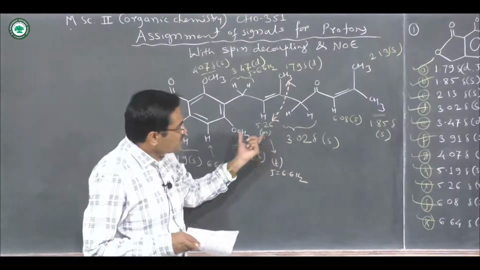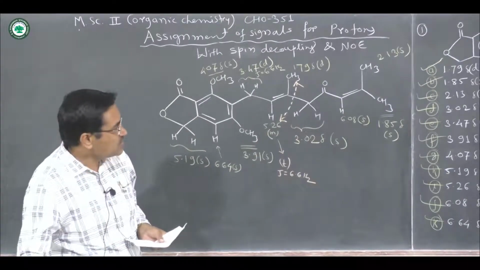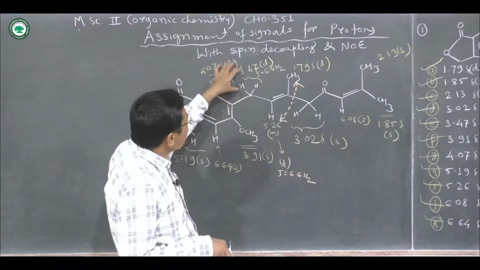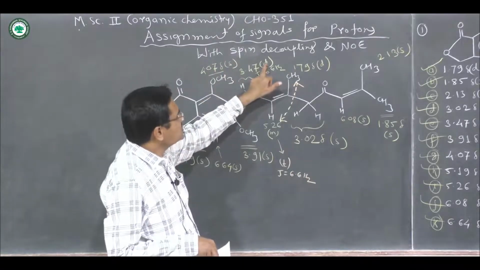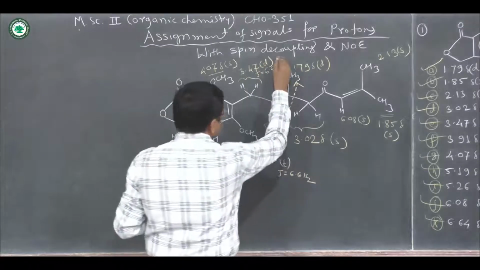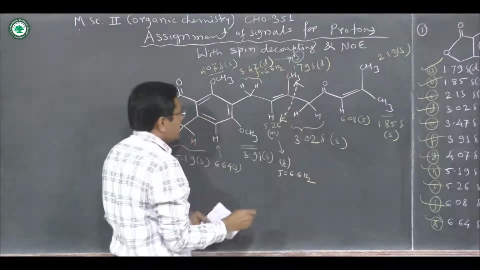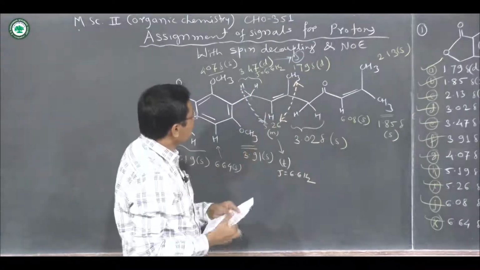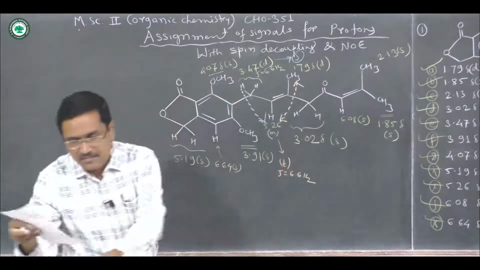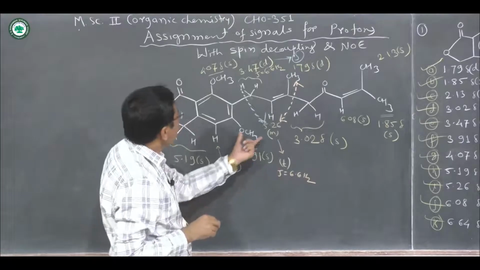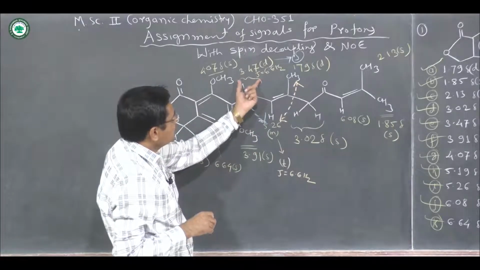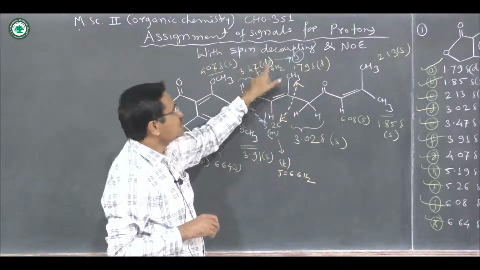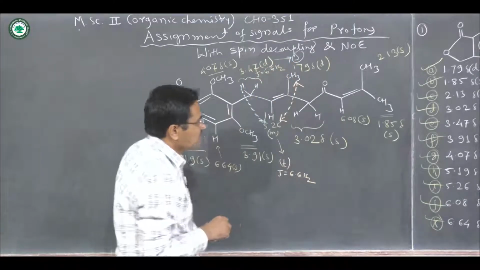Then another experiment: when 5.26 is decoupled, the 3.47 signal, originally a doublet, falls to a singlet, because there is no coupling between 5.26 and 3.47. So this is the decoupling experiment.